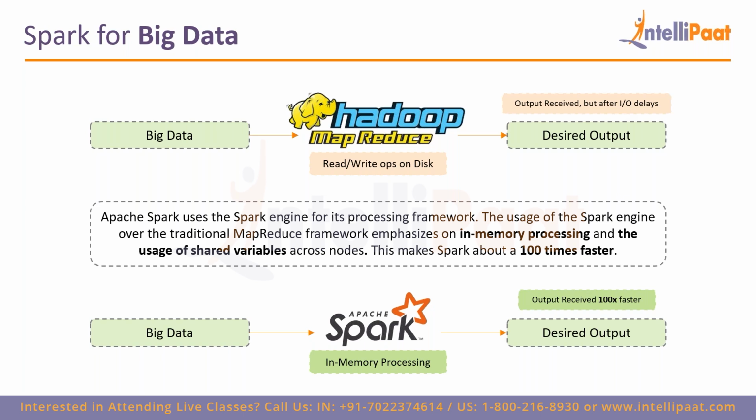When RAM, or random access memory, started getting cheaper, when physical memory started getting cheaper, another alternative was developed to Hadoop MapReduce, and this alternative is called Spark. Now, Spark uses a framework called the Spark engine for its processing. The usage of the Spark engine over the traditional MapReduce framework emphasizes in-memory processing and the usage of shared variables across nodes. This makes Spark about 100 times faster.